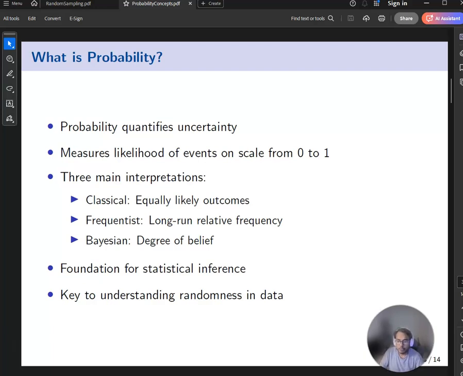Now, the reason why we care about all this is because probability forms the foundation for statistical inference. How we make educated guesses about the world based on limited data. That is why probability matters. It is also key to understanding randomness in the data, which is everywhere in our modern world, be it weather forecasting, medical studies, betting. Probability helps us make sense of that randomness.